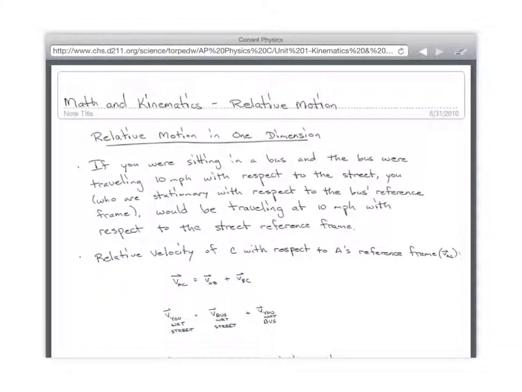Right, welcome to relative motion in one dimension. Basic idea is this. If you're in a bus, and the bus is driving at 50 miles an hour, and you hold a ball, how fast is the ball moving? 50 miles an hour. If you throw the ball? Well, what's the relative? Zero.